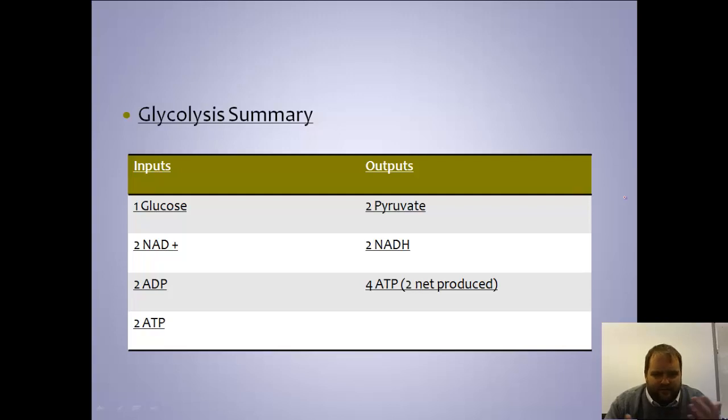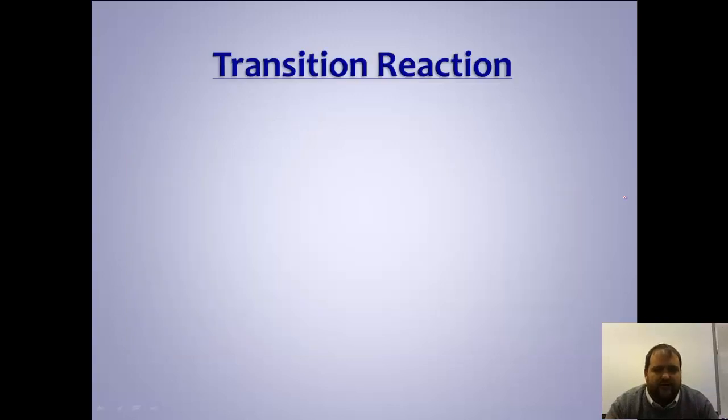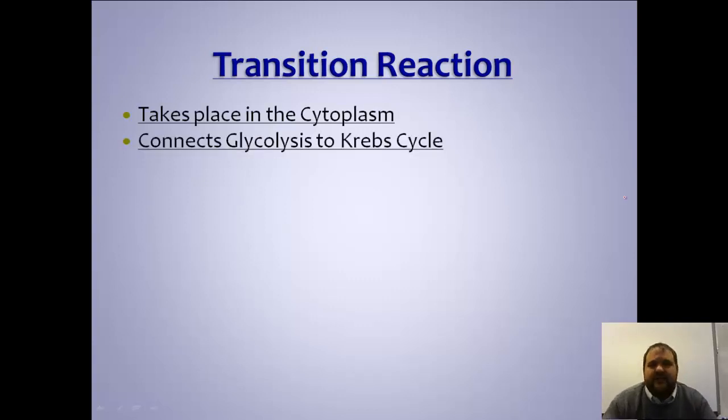Now I want to talk a little bit more. There's a little bit more to this story, and we added on before we get to the Krebs cycle. It's called the transition reaction. So something happens before the Krebs cycle. After glycolysis, we end up with pyruvate, but then something happens before that molecule actually enters the mitochondria, and we go to the Krebs cycle. The transition reaction takes place in the cytoplasm. It connects glycolysis to the Krebs cycle, so it's going to connect these 2 stages. We don't actually call it a stage, it's like a stage and a half, so like 1.5 stage.